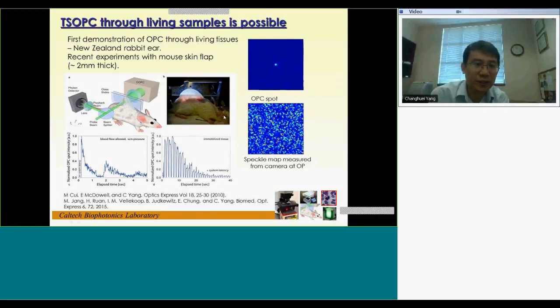So what we have here is basically a living rodent that we have pinched up the skin. And what we did is we simply send a laser beam through it and look at the speckle pattern on the other side. So here's the speckle pattern. We take that speckle pattern and we conjugate that and play it back through this piece of tissue. You can see a pretty nice reconstruction of the original laser beam itself.